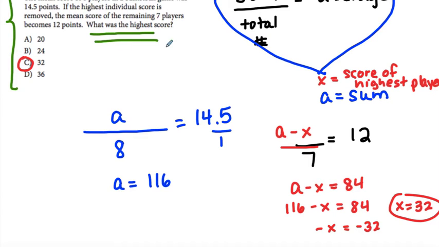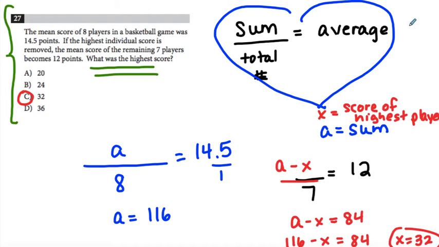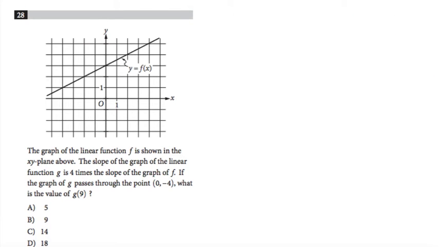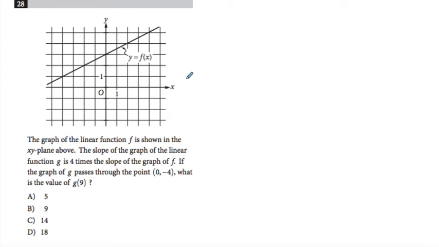Really great problem. Really shows your understanding of averages and how you find the average and what the top score would have to represent in the equation if you used an equation. So really good one to keep looking at. And this last one, I'm going to stop on this one because it's getting kind of long here, guys. Sorry. Number 28. The graph of the linear function f is shown above. The slope of the graph of the linear function g is 4 times the slope of this.